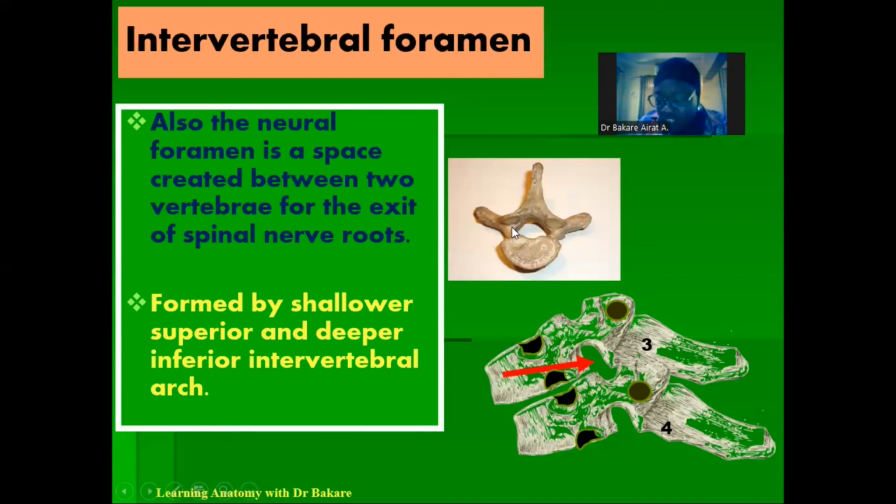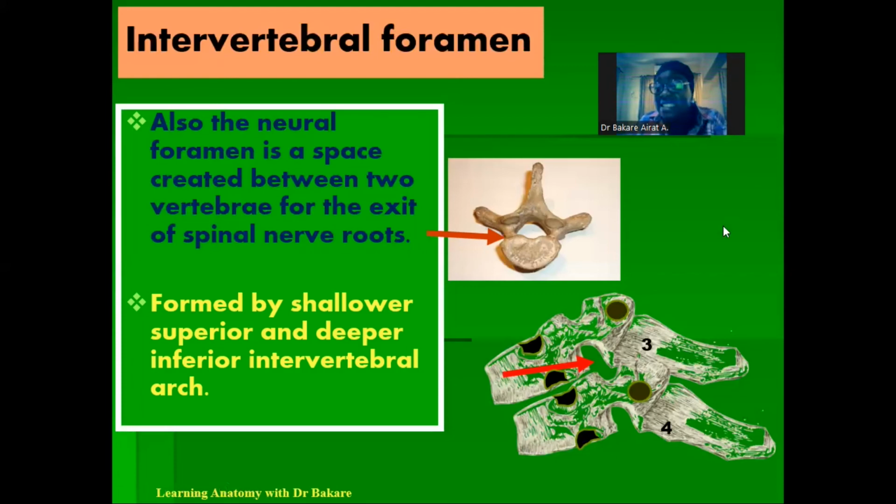So around this region, we have indentation that is created both at the upper and also at the lower part. At the upper part, we have the superior intervertebral arch. Also, if this bone is tilted, at the inferior part we have a similar depression that is seen below, and this is the inferior intervertebral arch. These two will come together to form the intervertebral foramen.